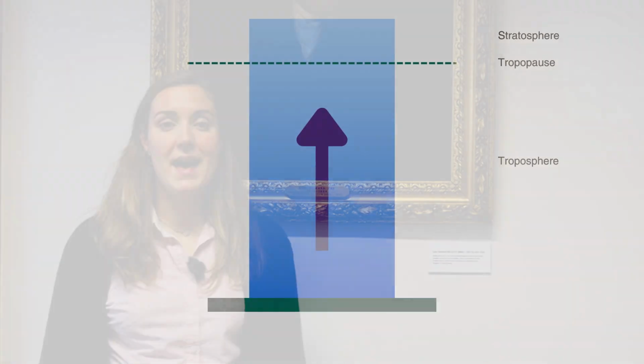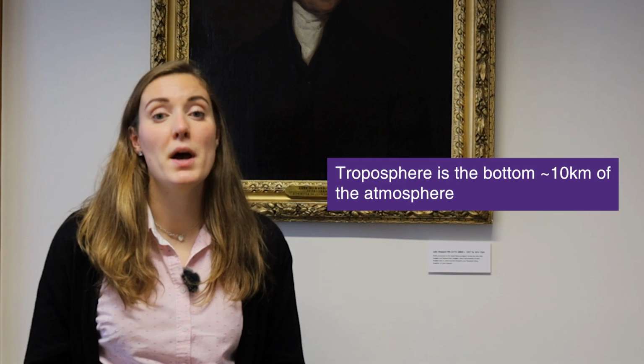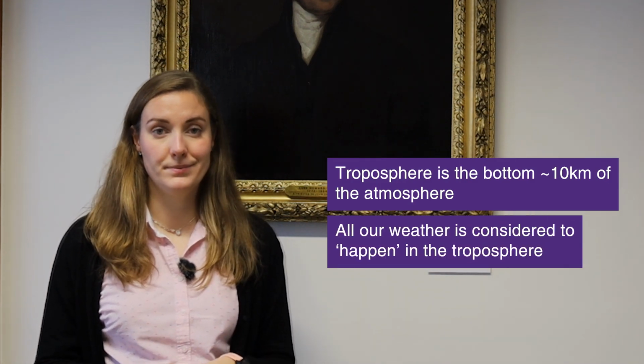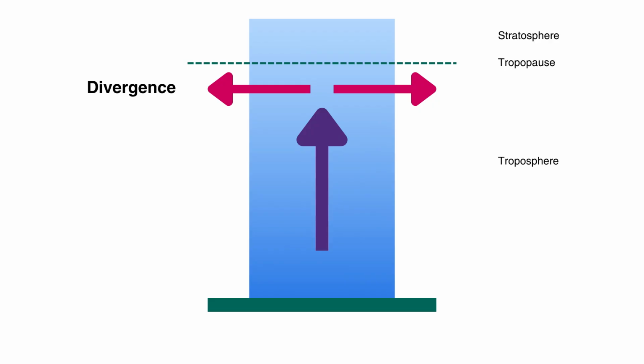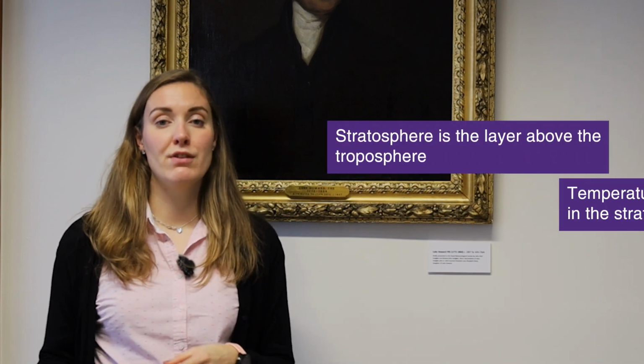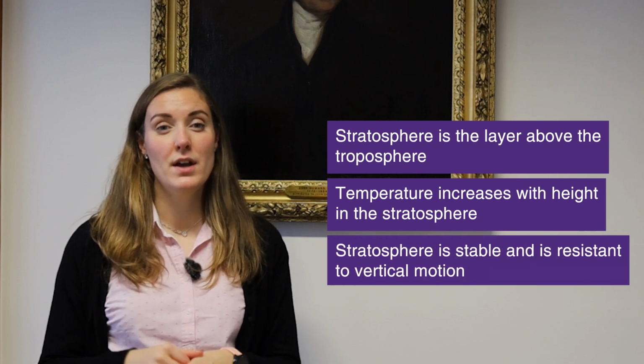So, consider some air that is rising in the tropics through the troposphere. The troposphere is the bottom 10 kilometres of atmosphere, where all our weather is considered to happen. When the air hits the top of the troposphere, it spreads out towards the poles, as it's very hard to get air to move past the tropopause and into the stratosphere above. This is because the stratosphere, which is the layer above the troposphere, sees the temperature increase with height, making it very stable or resistant to vertical motion, just like fog trapped in a valley.